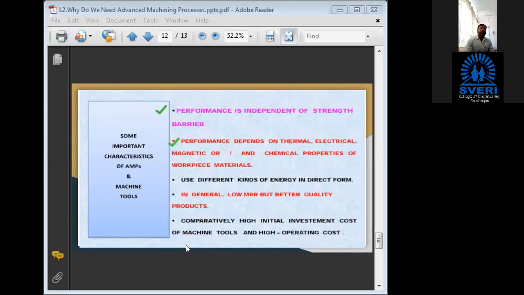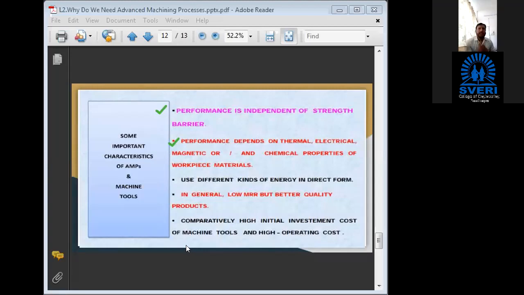Okay, and all these non-conventional machining processes use different kinds of energy in the direct form. Depending on the use of different forms of energy, the processes are classified. That we are going to see. Whether your material is electrically conductive or non-conductive, depending on that, we also have different processes.